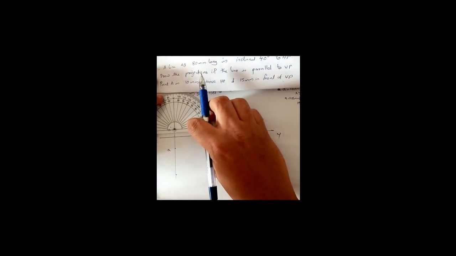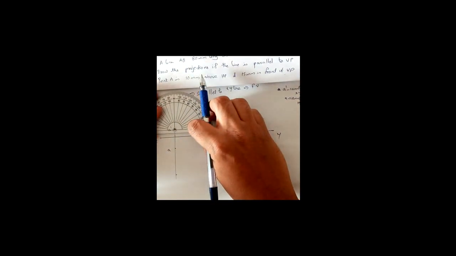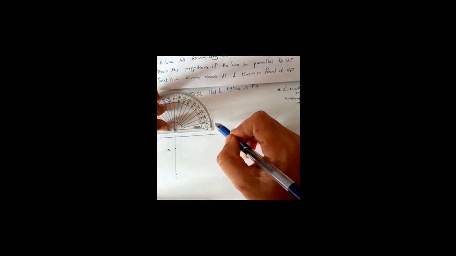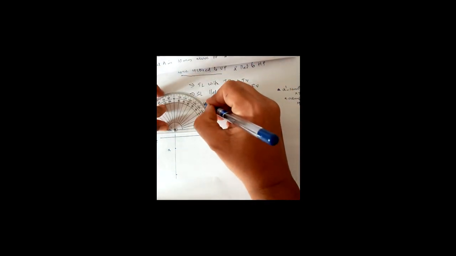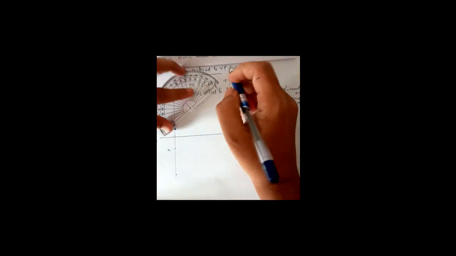So 40 degree to HP means it's on front view. Front view means A dash, not A. So from A dash, from here take 40 degree, draw a line.